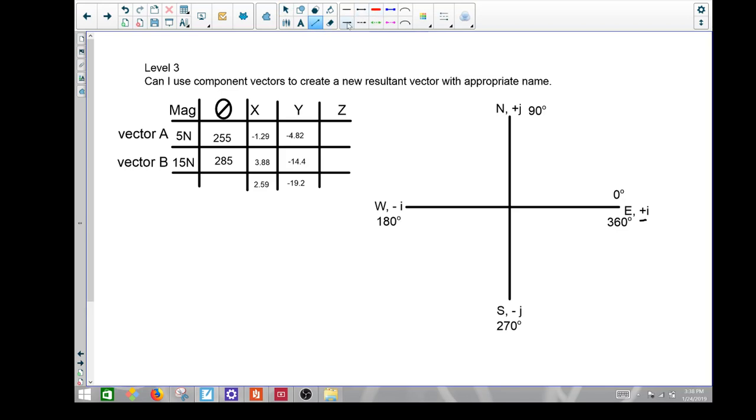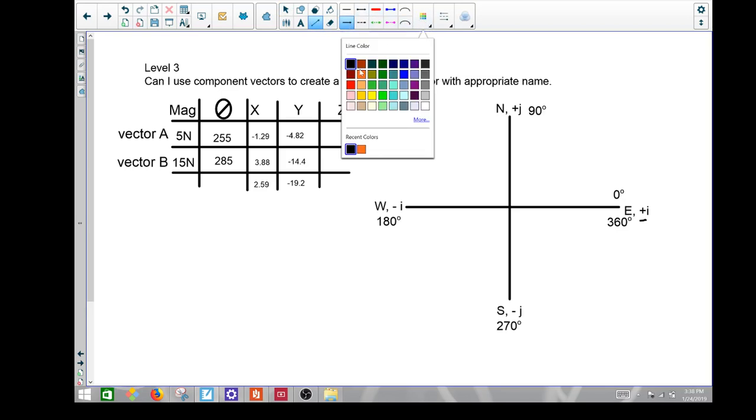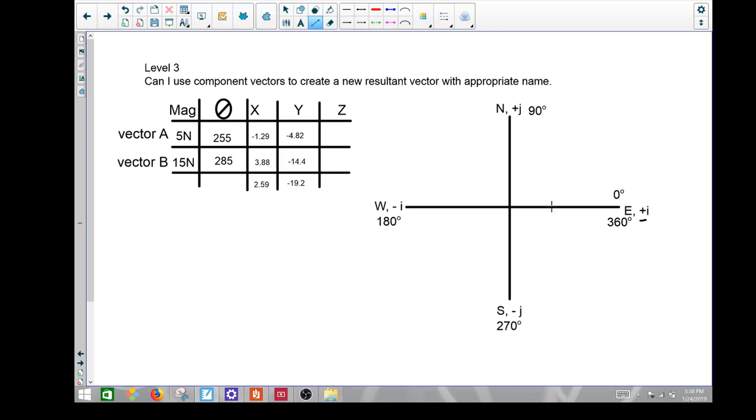All right, let's use an arrow. Let's make that arrow orange. All I've got to do is draw out 2.59 to the right. Now, why am I going right? Because it's positive. Now, I'm going to go down 19.2. Again, I'm not making this proportional, and that's fine. This one is a little bit longer, since it's a little bigger number. And then my new component is simply going to be the two connected between here.